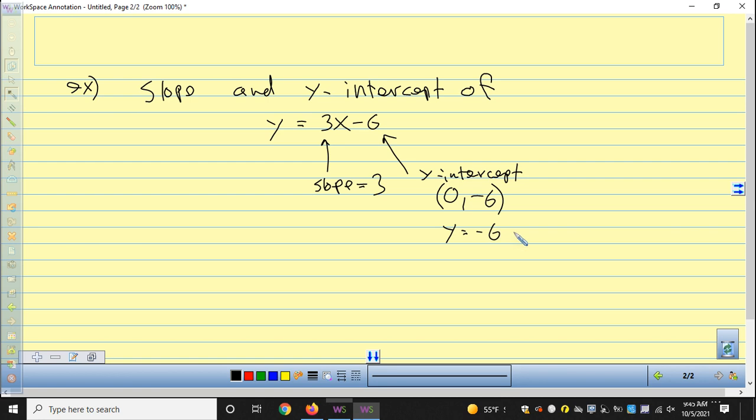But I want to emphasize that the y-intercept is a point on our graph. It's not just a number. All right, questions there?